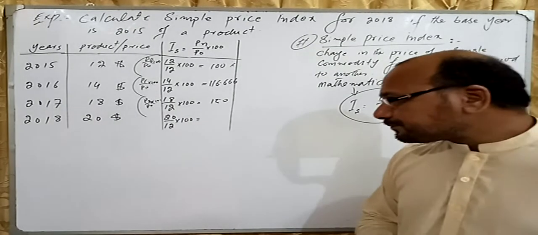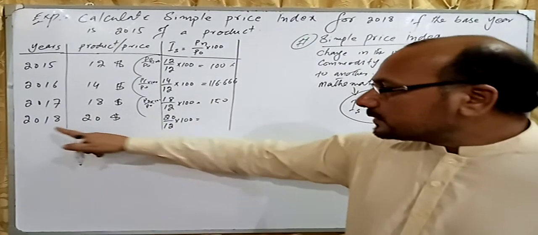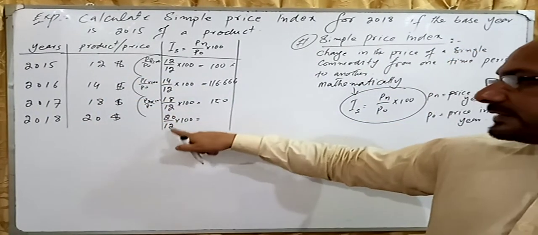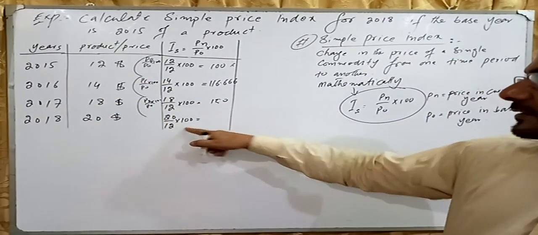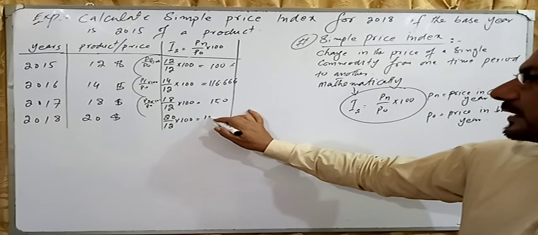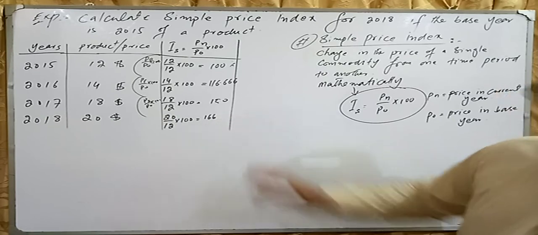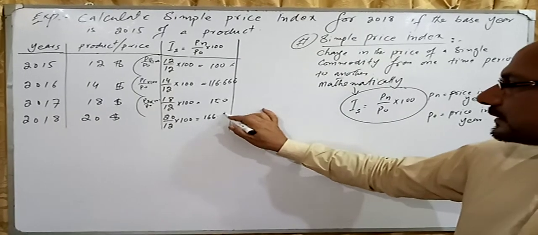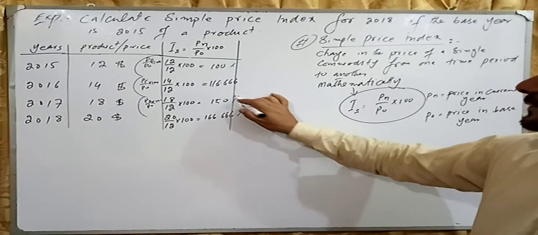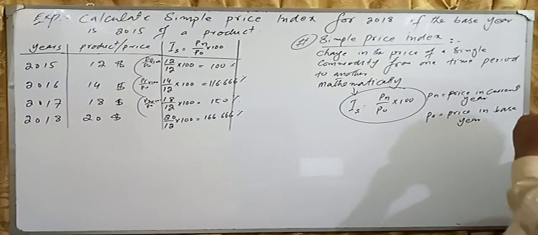After that, the last one, 2018: 20 divided by 12 multiplied by 100. So it becomes 166.666%. Now if you see, we have different values.